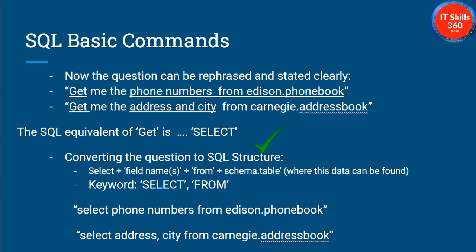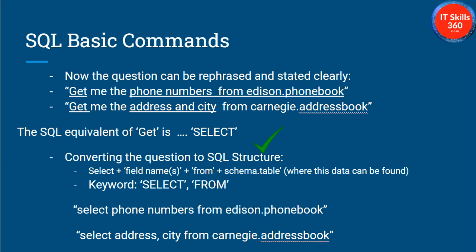The structure is what I'm trying to focus on: select, field name, from, schema dot table. Now in this simple sentence there are two words, select and from. Those two are called keywords, and they are very specific. Database systems will interpret and understand only very specific commands, so we have to stick to this. We cannot replace select and just say, hey, get me this. Some of these keywords are very specific, and we'll make sure we use them.